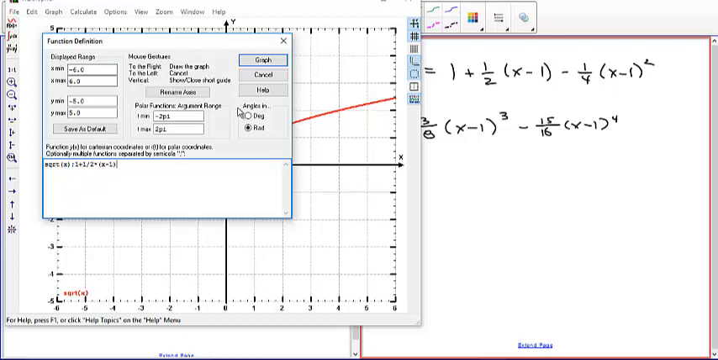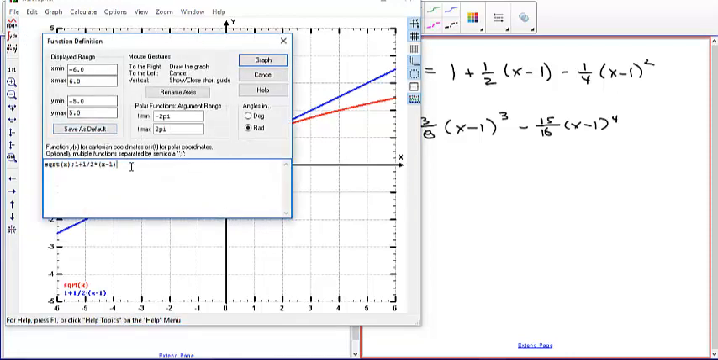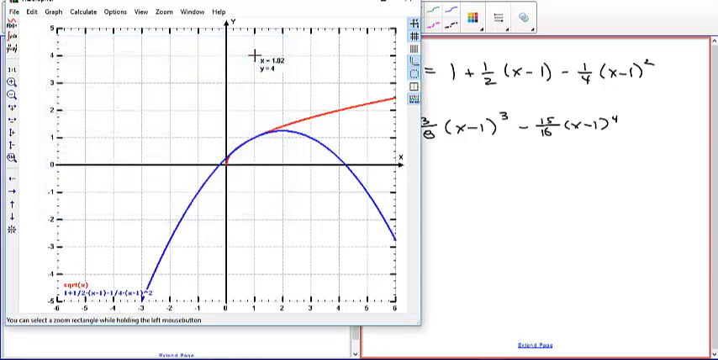What we can do is add a term at a time and see what it looks like. So that's the linear approximation. It's tangent to the curve at x equals 1, so the slope and the value of the function match up. Okay, let's add the next term: minus 1/4 times x minus 1 squared. So that's our second order polynomial approximation.